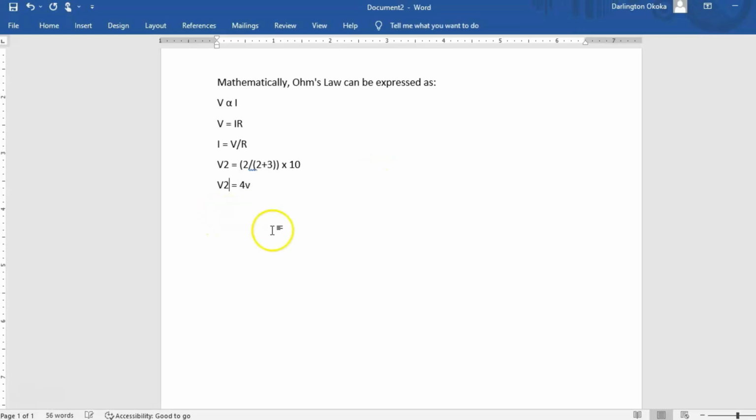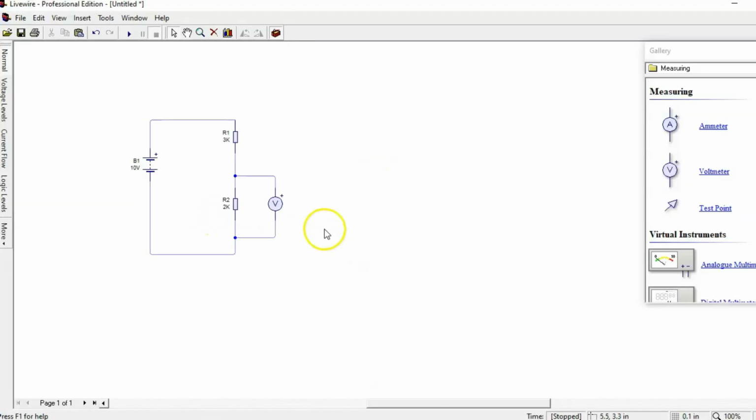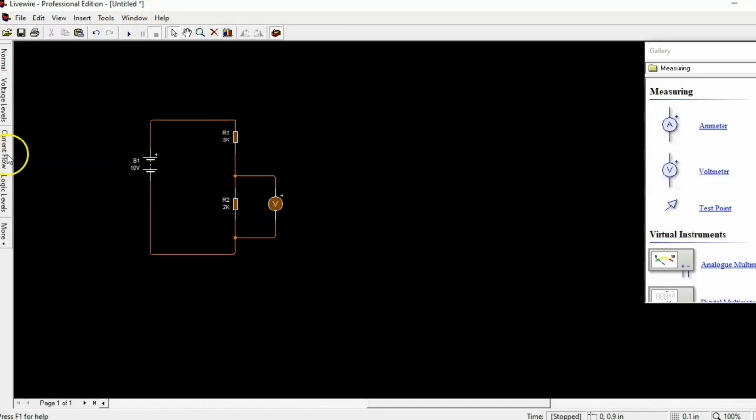So let's see, we're getting 4 volts here. So let's see if we're going to get 4 volts here when we simulate this circuit. So let's simulate this circuit and see. You can see now that our voltmeter is giving us 4 volts. You can see the current is flowing, and it's giving us 4 volts here.